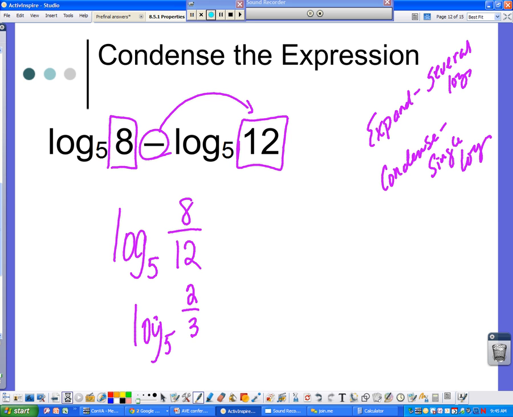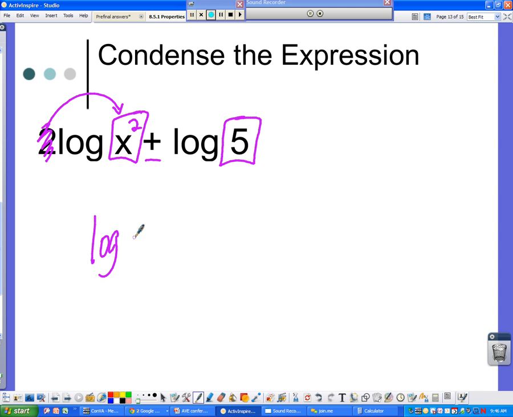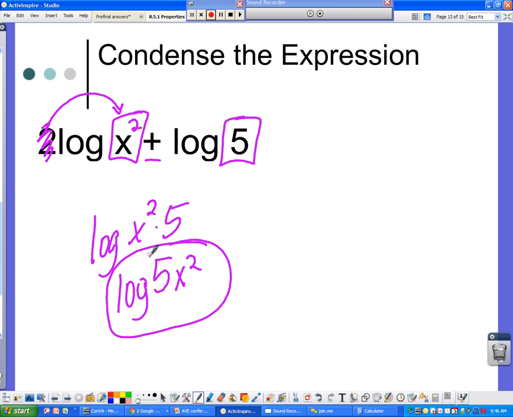All right, so go ahead. Since the directions say condense the expression, we're going to get this down to one single log. So first thing is, remember, this has to come in as a power. So it's x squared and it's 5. Plus means I'm going to end up multiplying those. So it's going to be log of x squared times 5. And remember, we typically will write our coefficients first. So we're just going to write log 5 of x squared.